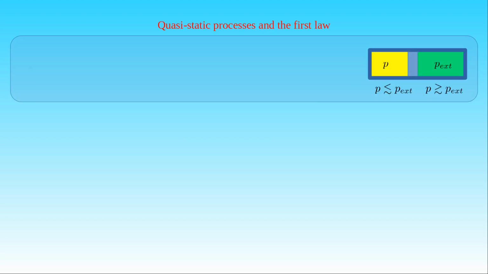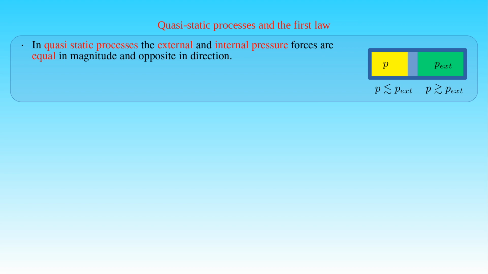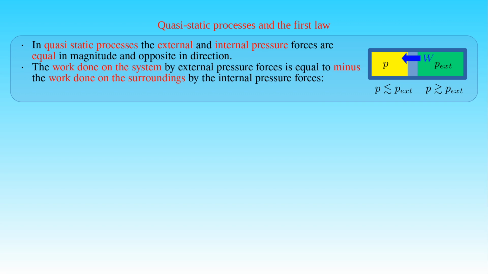We have already mentioned that in quasi-static processes the internal pressure and the external pressure are essentially the same on both sides of the moving wall separating the system from the surroundings. In other words, the external and internal pressure forces are equal in magnitude and opposite in direction. Then the work W done on the system by the external pressure forces is equal to minus the work W prime done on the surroundings by the internal ones.